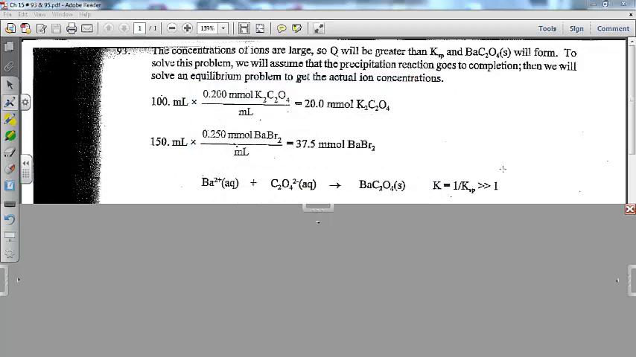So since it's the reverse of the KSP value, it means that we're going to take the inverse of the KSP so that K is much, much larger than 1, because KSP is so small.